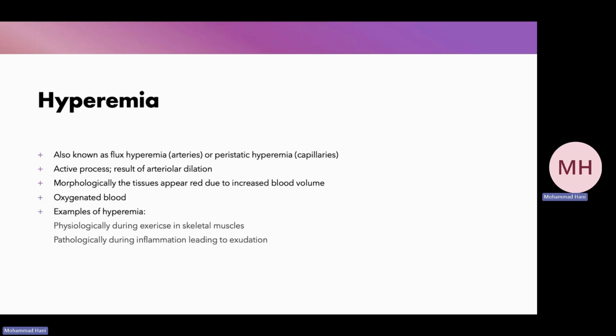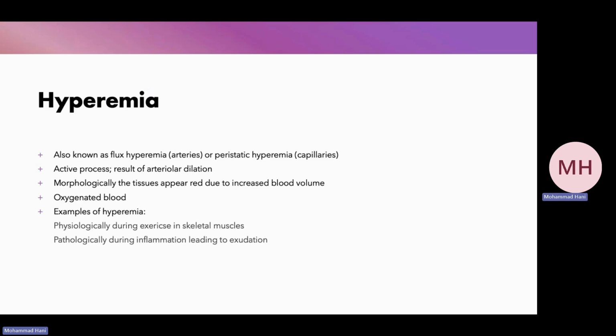It is a result of arteriolar dilation. The dilation of the arteries allows for an increased blood flow into the tissue, whichever it may be. And morphologically, the tissues appear to be red because of the increased blood volume. And since it's in the arterial and arteriolar system, you see that this blood is oxygenated. That's why it has a very bright red appearance. So any organ or any tissue which morphologically appears quite reddish, you could think of hyperemia as one of the things that might have occurred.